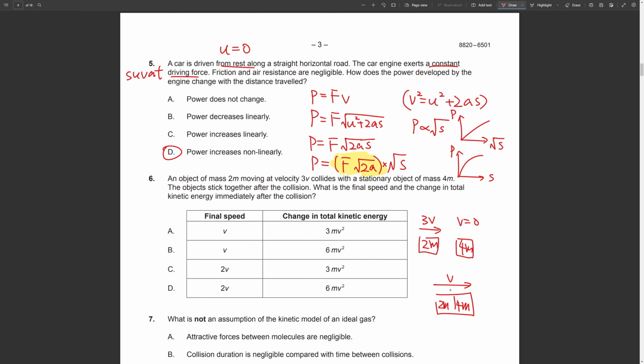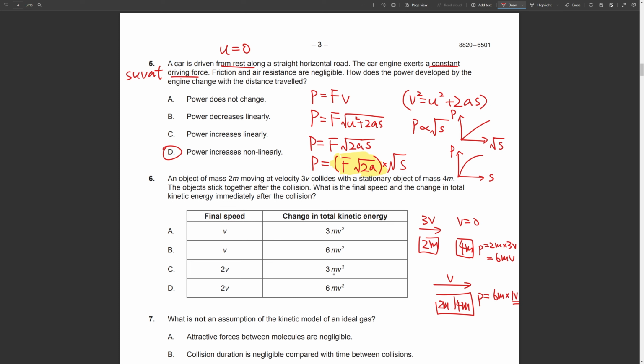To conserve momentum, the total momentum before the collision and the total momentum after the collision must be the same. The total momentum before the collision was 2m times 3v. It was 6mv. Then after the collision, it will be 6mv again. It is 6m times 1v. So the final speed is 1v.